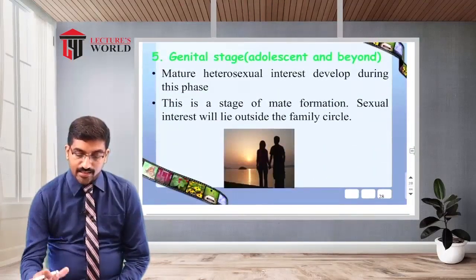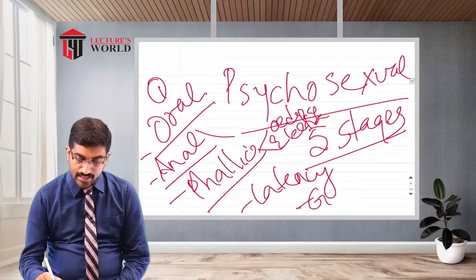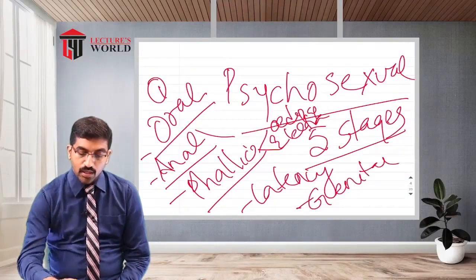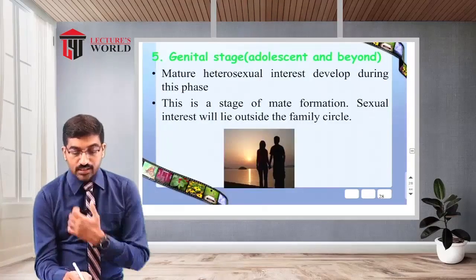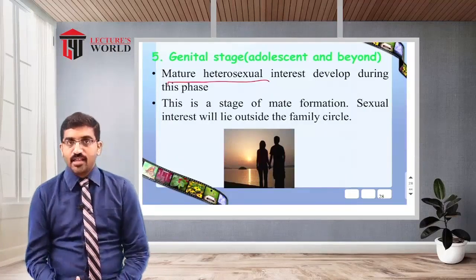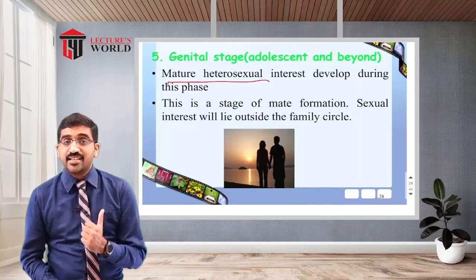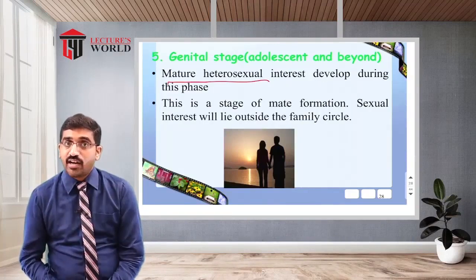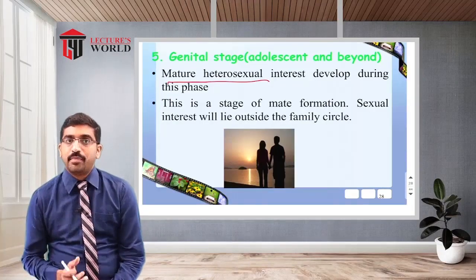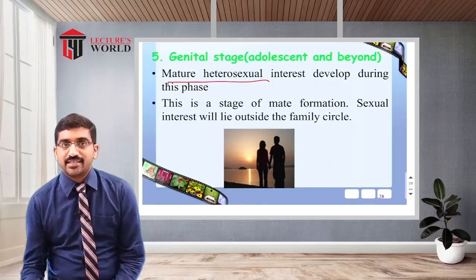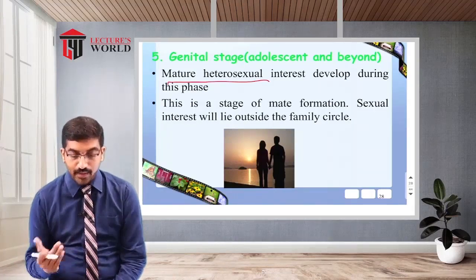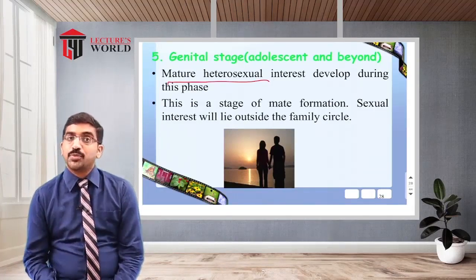Next is the genital stage. This is the adolescent stage. Even after that it will go till your death, because it is mature heterosexual interest, again opposite sexual interest. In the phallic stage, what was that? Opposite sexual, but it was only towards the parent. The male child having attraction towards mother, the female child having attraction towards father.